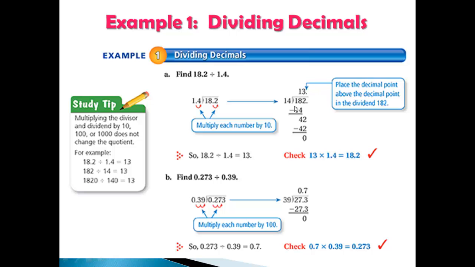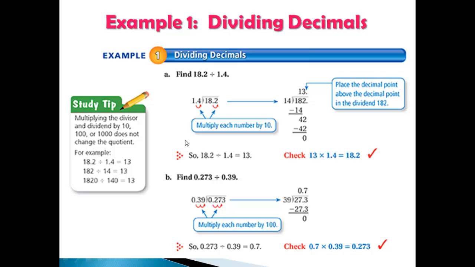Now we can divide. 14 goes into 18 one time, and 1 times 14 is 14. We subtract and get 4, bring down our 2, and 14 goes into 42 three times. 3 times 14 is 42. When we subtract, we get 0. So our answer is 13. Our decimal will go straight above in our answer, so it's after the 3, which makes this 13.